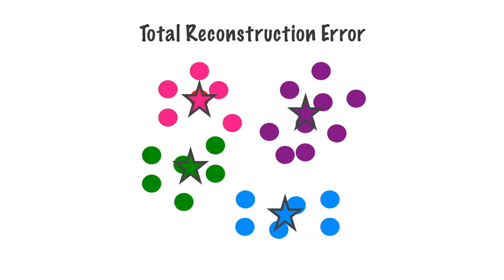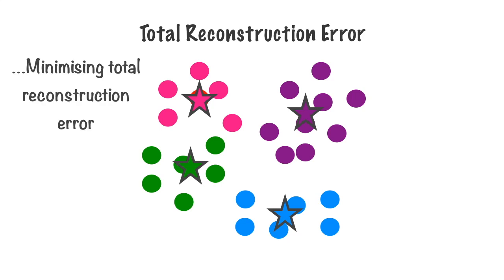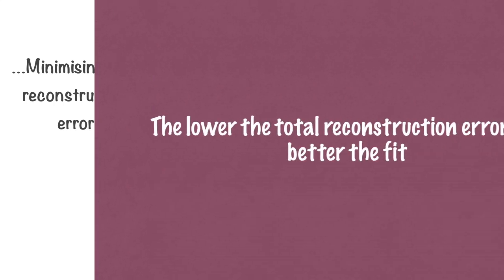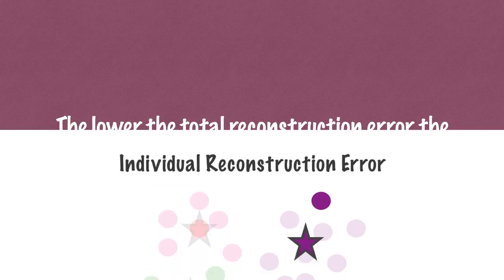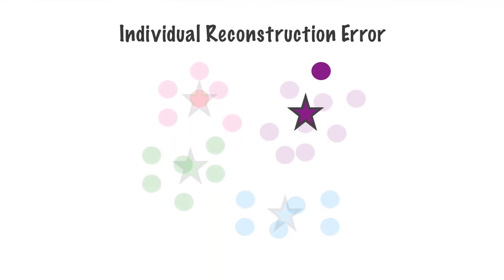Now, our objective in finding the reference vectors which represent clusters and in grouping the data is to minimize something called the total reconstruction error, because it is this reconstruction error which finds the best fit for our k-means clustering algorithm. The lower the total reconstruction error, the better the fit of the logical groupings or clusters in our data. Let's define what this total reconstruction error is.